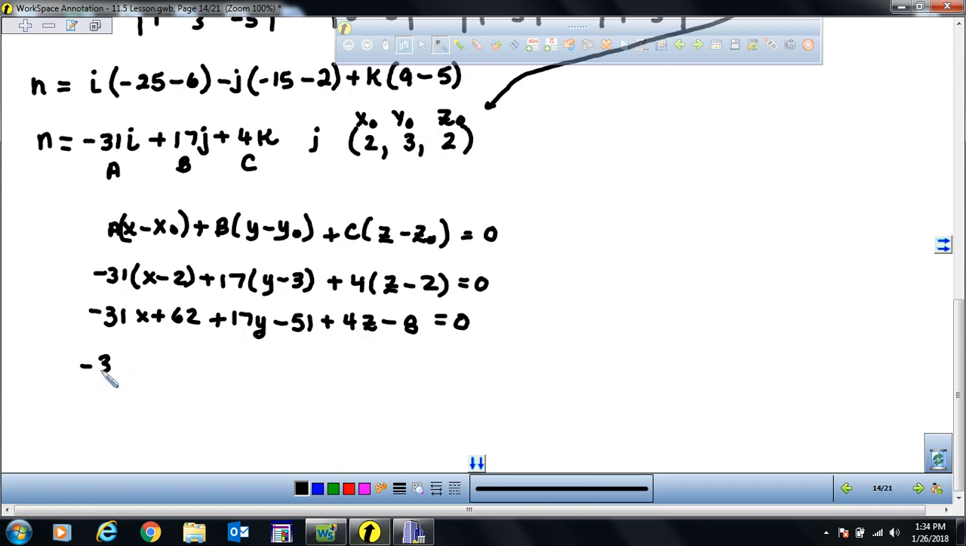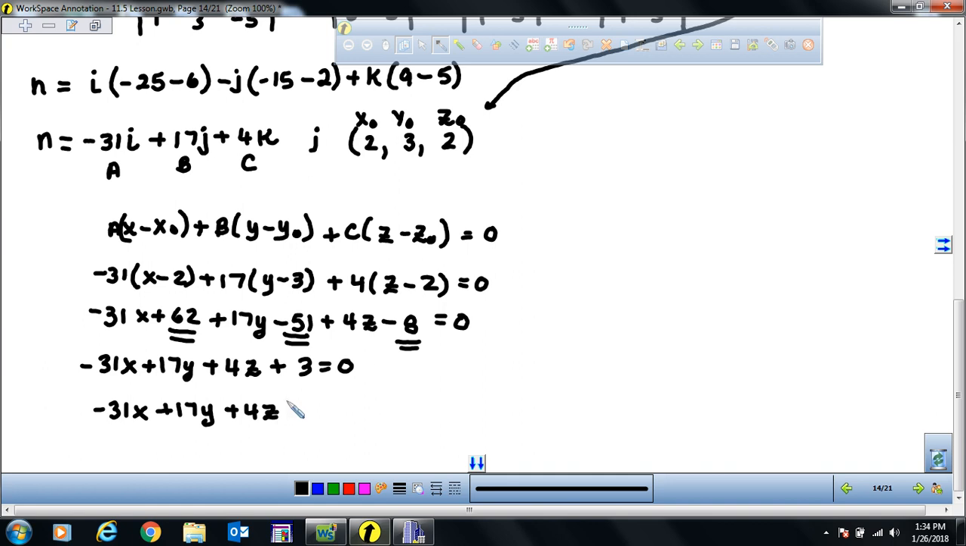So that will give us negative 31x plus 17y plus 4z, and then combine the constants. 62 minus 51 is 11. 11 minus 8 gives us a 3. So it will be plus 3 equals 0. I'm just going to move that 3 over to the other side. So the equation of the plane will be negative 31x plus 17y plus 4z equals negative 3.